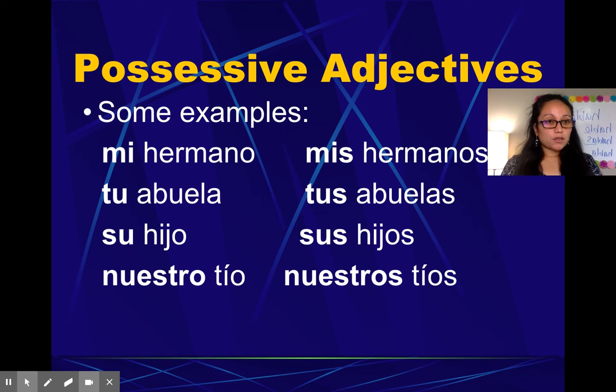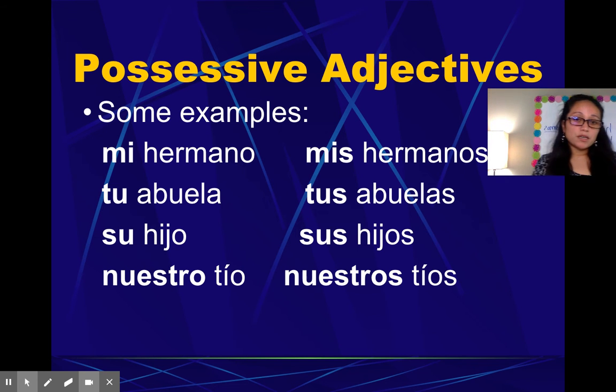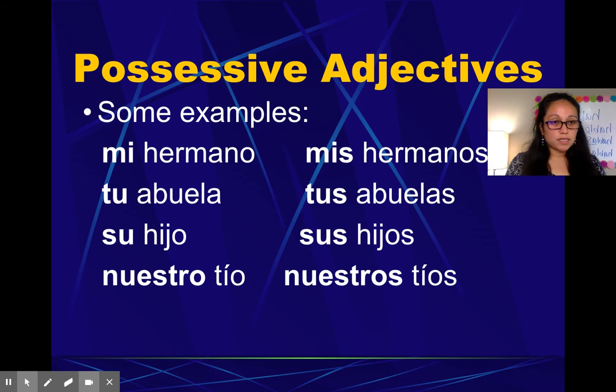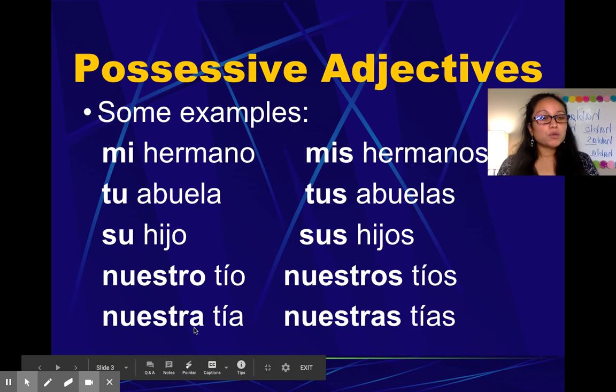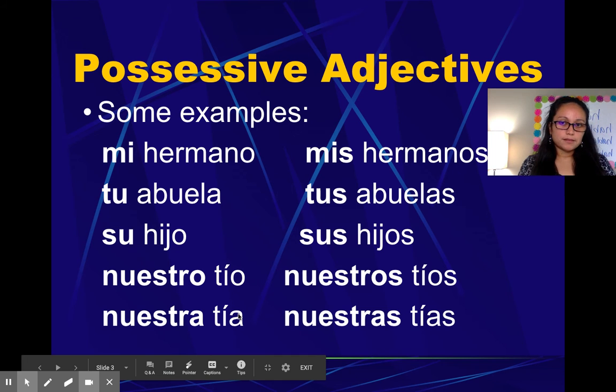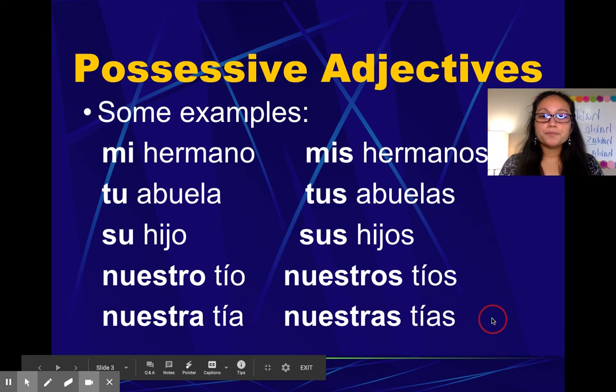Nuestro tío, our uncle. Nuestros tíos, our uncles. Now, what if it's feminine? We're talking about our aunties, our aunts, however, where we are from. I'm from California. I say aunt. Okay. Nuestra tía. I have to change the O to an A because tía is a feminine noun. Tía means aunt. Okay? And then when I'm talking about plural tías, nuestras tías. I have to add an S to the end because tías is a plural noun.